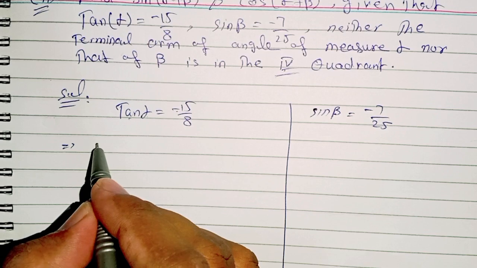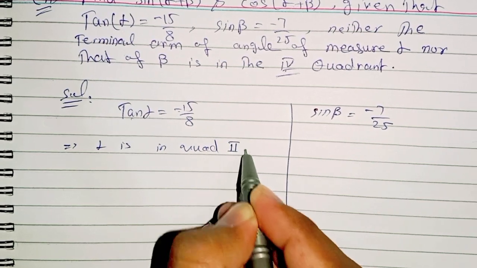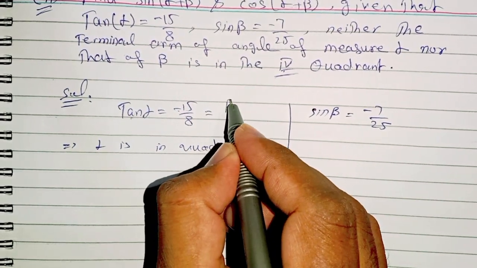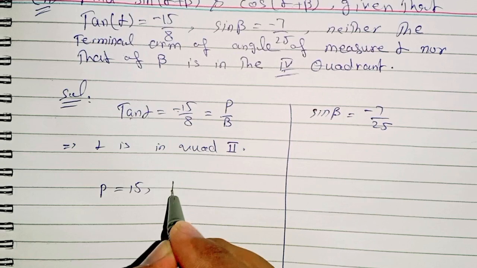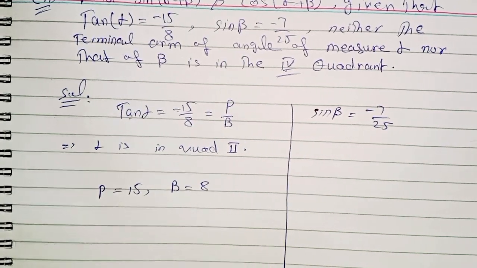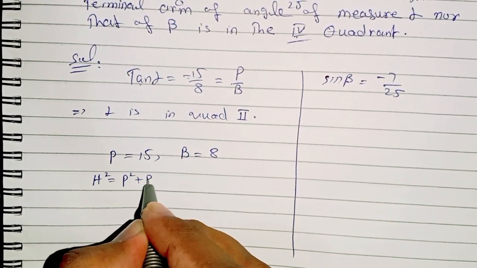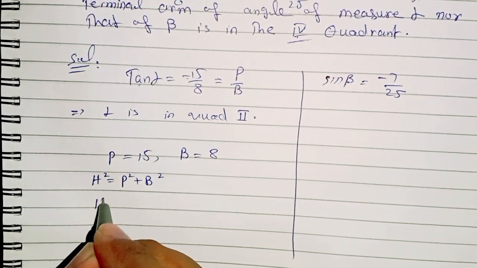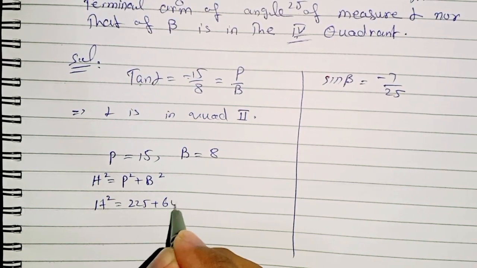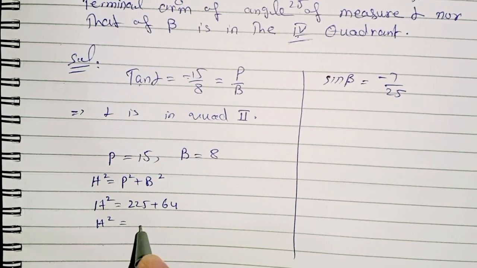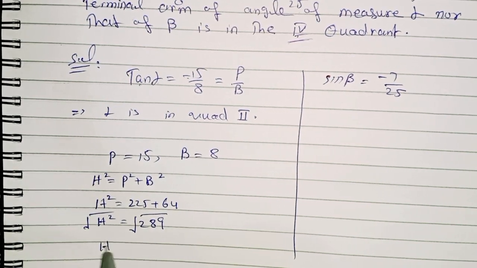This implies that alpha is in the second quadrant. By comparing tan is equal to perpendicular over base, the value of P is equal to 15 and B is equal to 8. By using Pythagoras theorem, H square is equal to P square plus B square. H square is equal to 225 plus 64. H square becomes 289. Taking square root on both sides, H is equal to 17.